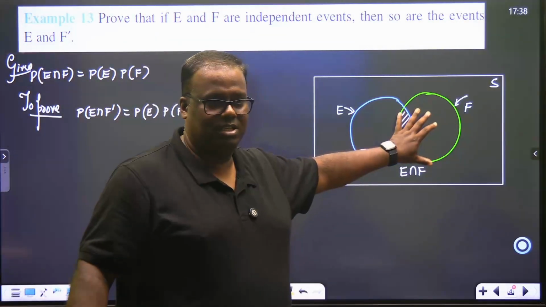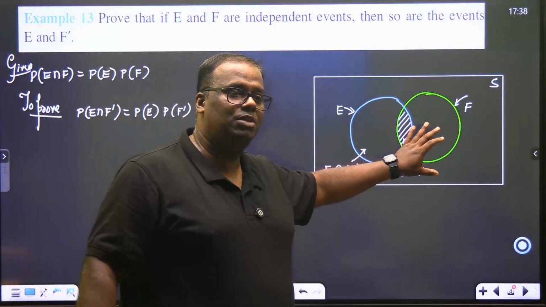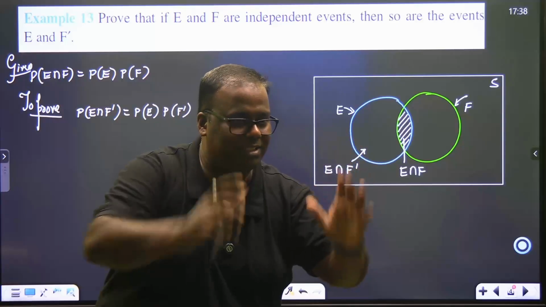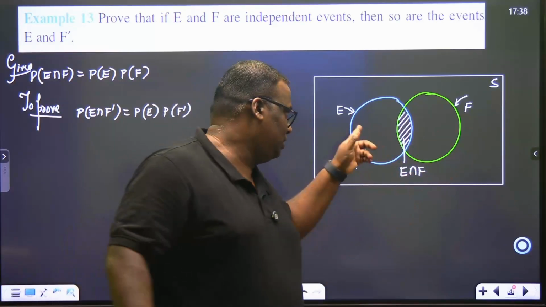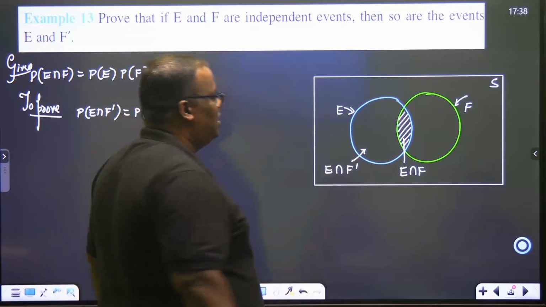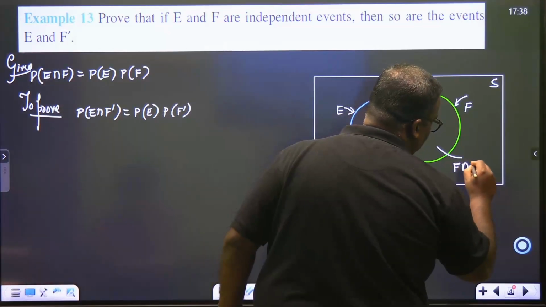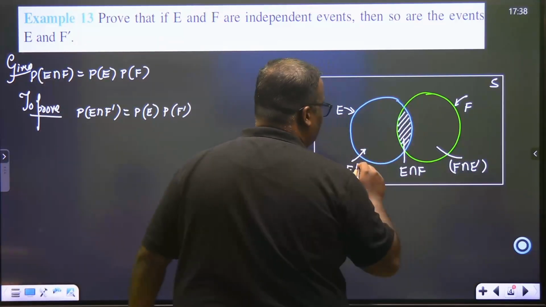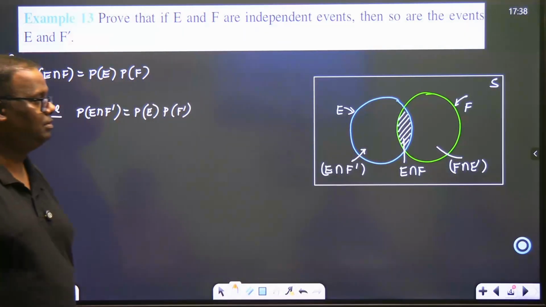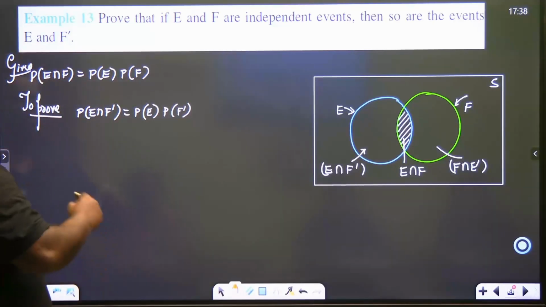See, F is this. Okay. F is this. F complement means the whole rectangle with a blank. The whole rectangle with a blank. Intersection of that figure with this is this much only. Agreed? So similarly, what should be this? This should be F intersection E complement. Are we fine? Right?